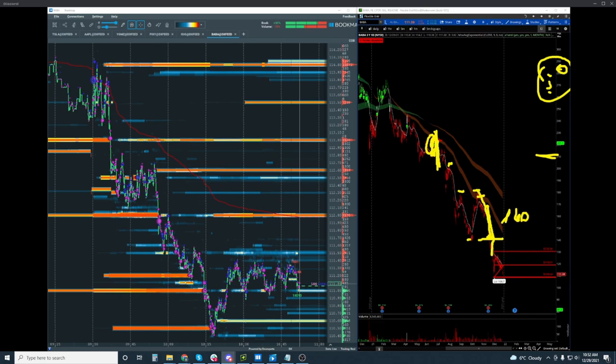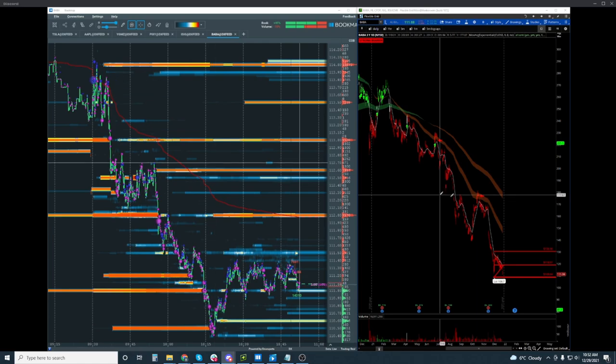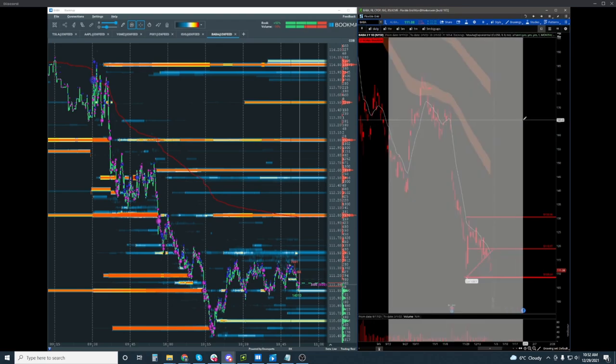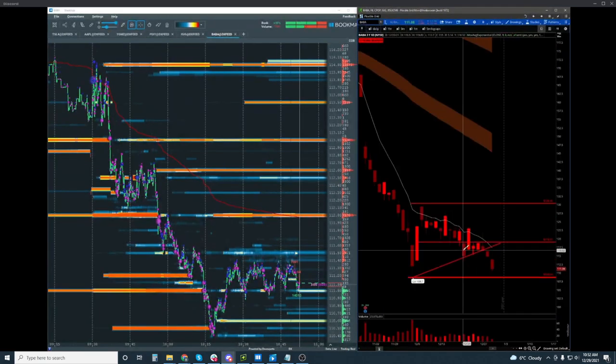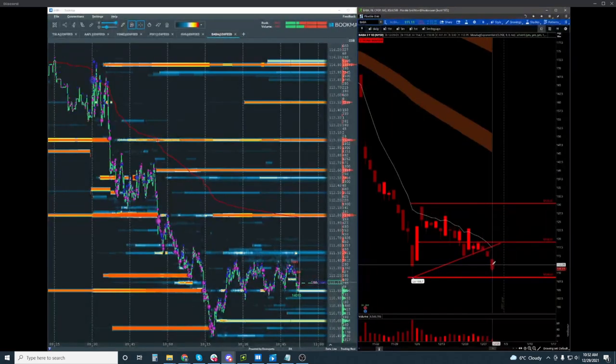Now, looking at this thing today, it made me laugh because this was the only A plus that I had this morning and I missed it. Basically, I'm taking some days off not to trade. And we had this trend line break. I traced this before we had the open.